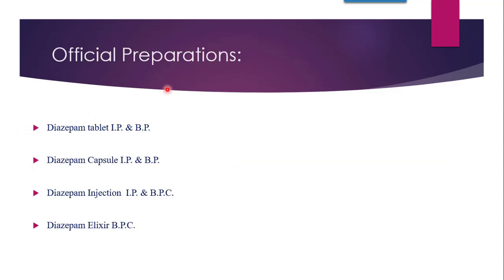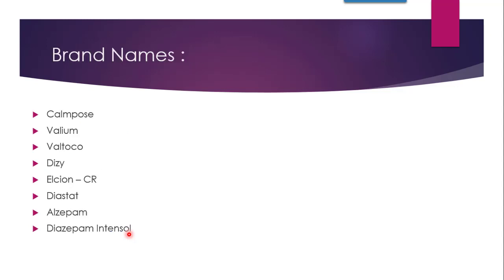Coming towards the official preparations, they are diazepam tablet, IP and BP. It occurs in the following dosage forms: tablet, capsule, injection, elixirs, etc. So diazepam tablet is official in IP and BP, capsule is also official in IP and BP, injection is official in the Indian Pharmacopoeia and British Pharmaceutical Codex, whereas elixir is official in BPC. And the brand names are, see this, Calpose and Valium.